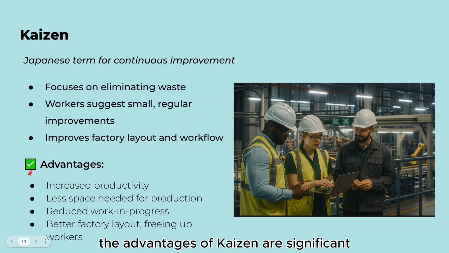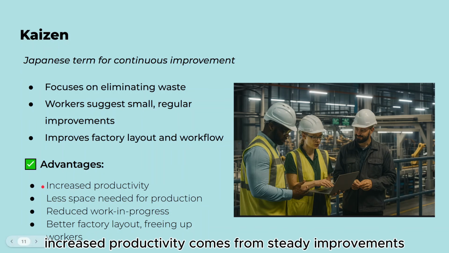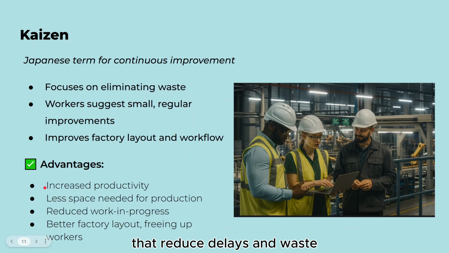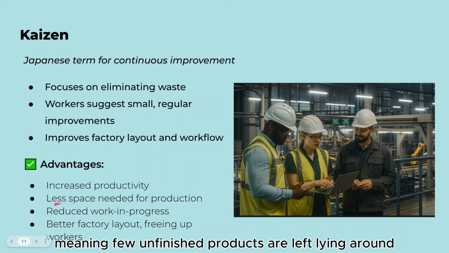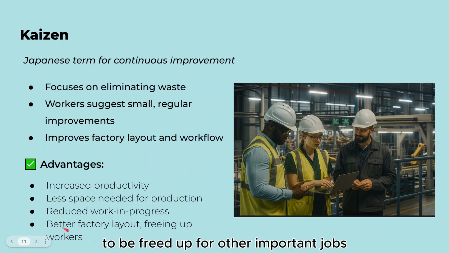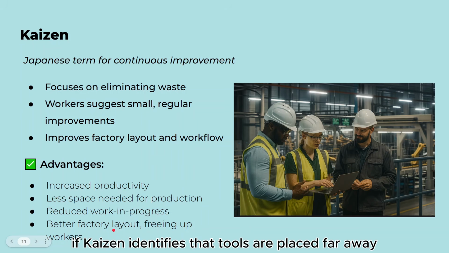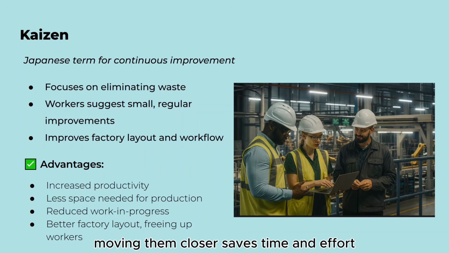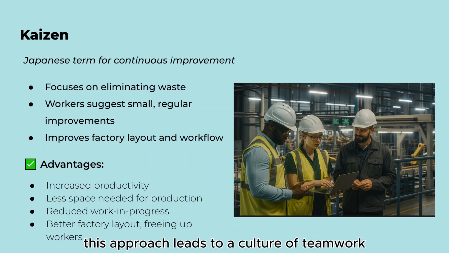The advantages of Kaizen are significant. Increased productivity comes from steady improvements that reduce delays and waste. Because machines and workstations are rearranged to avoid clutter and unnecessary movement, work in progress is reduced because tasks are streamlined, meaning fewer unfinished products are left lying around. Finally, better factory layouts allow workers to be freed up for other important jobs. For instance, if Kaizen identifies that tools are placed far away, moving them closer saves time and effort. This approach leads to a culture of teamwork, motivation, and long-term efficiency without heavy investment in new technology.